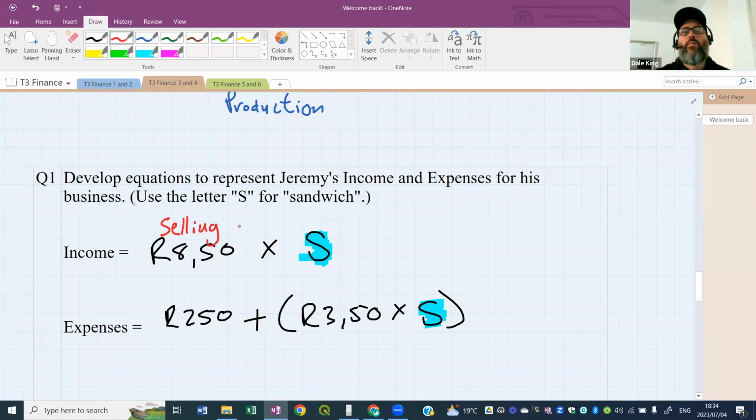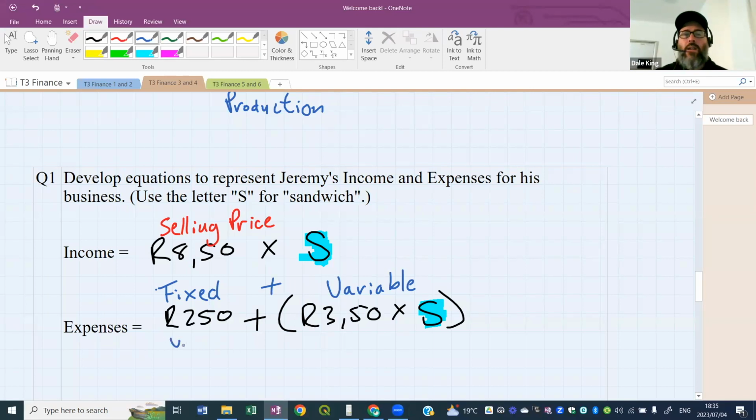So this is the selling price. This is always the selling price of the item, that R8.50. Then in the expenses equation, like I said before, I'll use different words now: the fixed cost, the fixed expenses, versus the variable. You guys may be used to those words. We used different words last week. Fixed and variable. So you must have the two costs involved in the business.